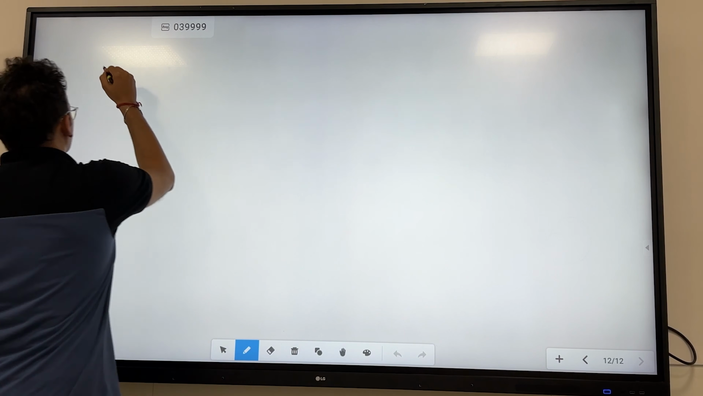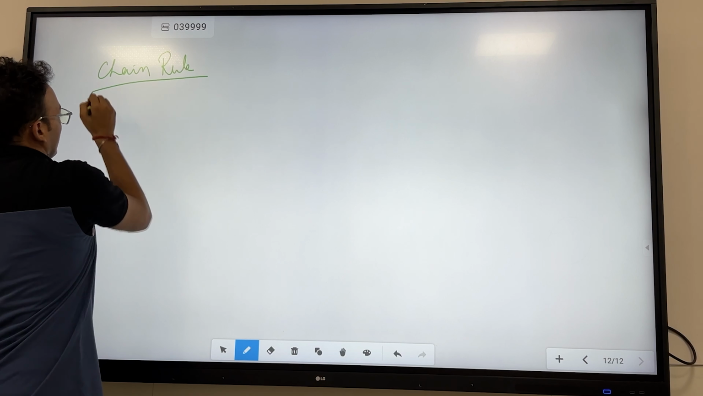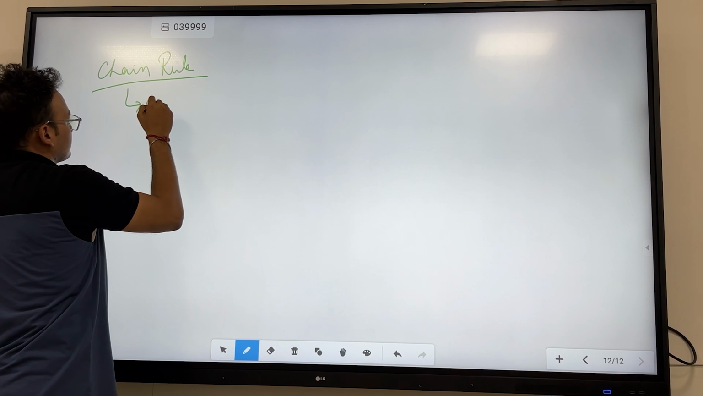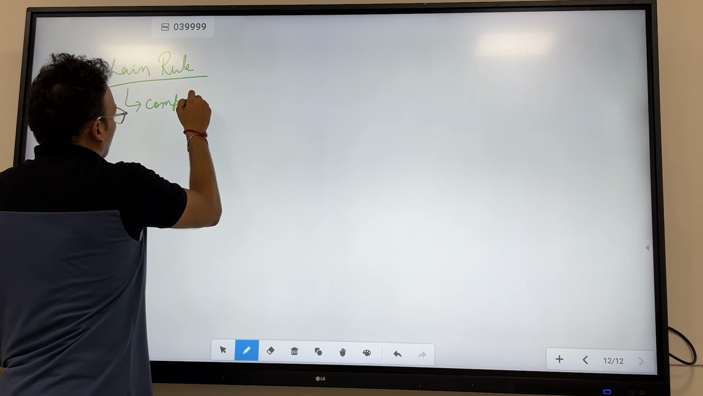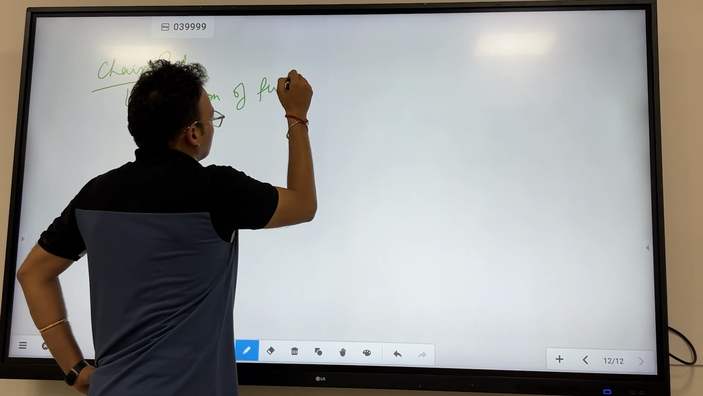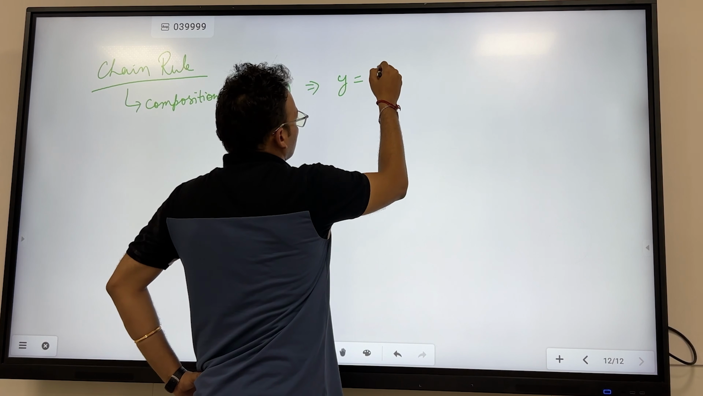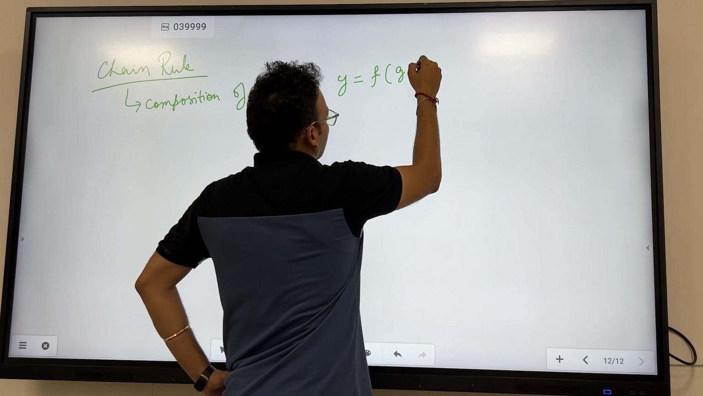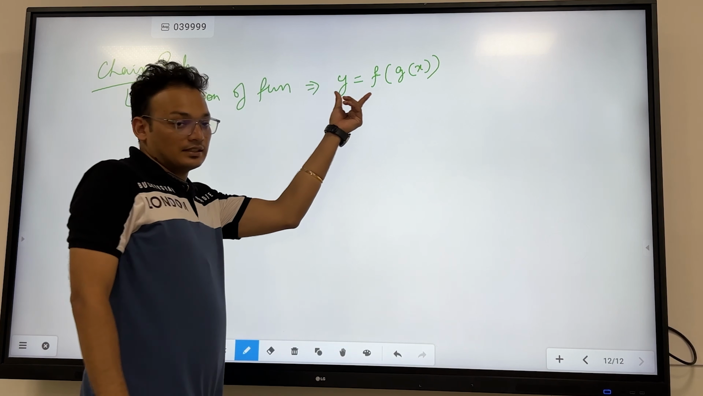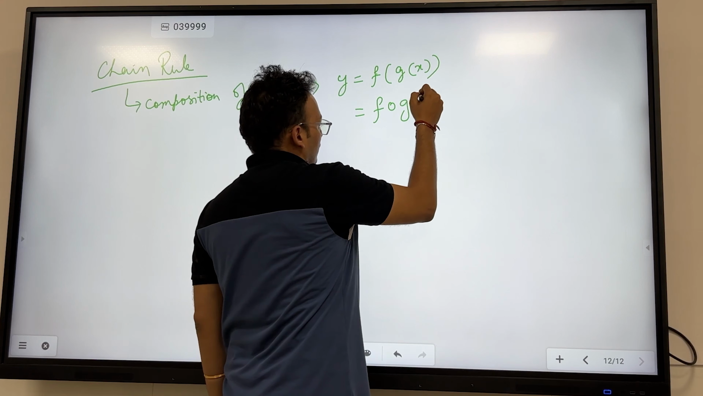Let's discuss the chain rule here. Now let's say we have composition of function. So what is composition of function? If I write y is equal to f of g of x in this form, right? This is known as composition of function or function of a function.